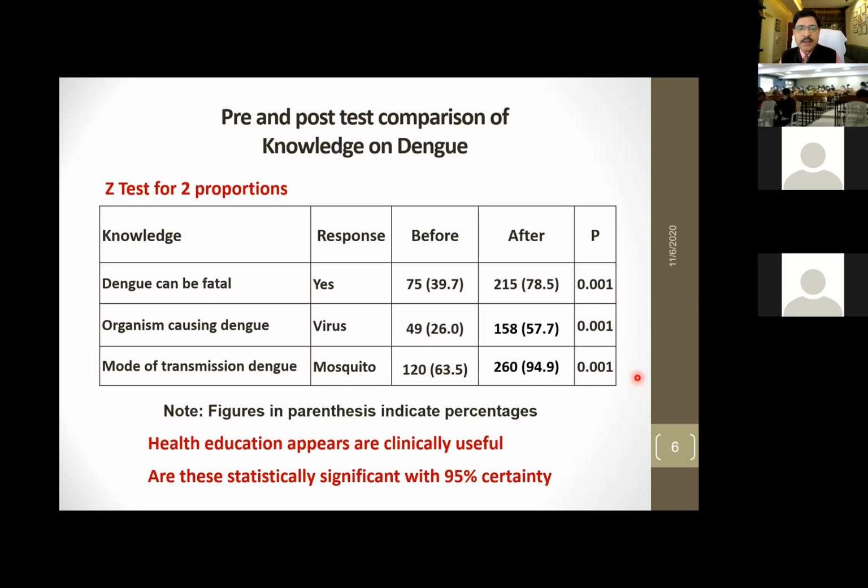Now the question is, what is the statistical significance of this particular study? There is more than 95% certainty because the p-value is very, very small, 0.001. Anything less than 0.05 is good enough. Then we can conclude in the study, yes, doing health education is improving the knowledge about the disease. Okay.